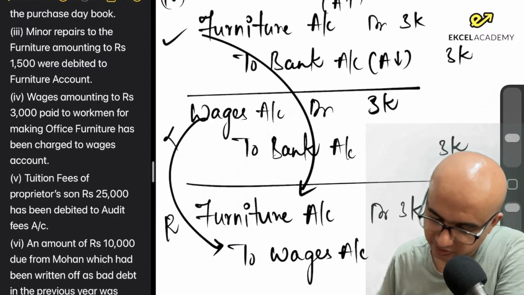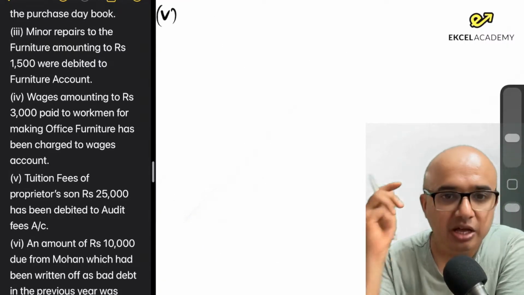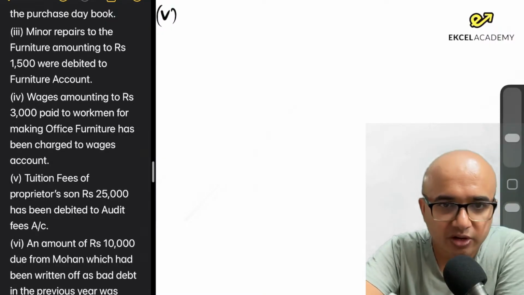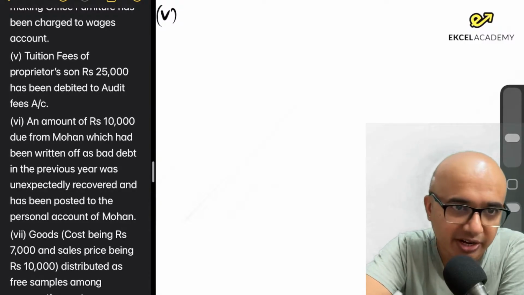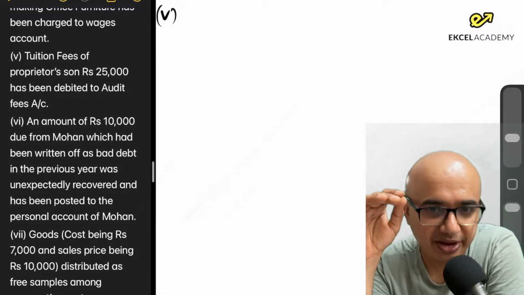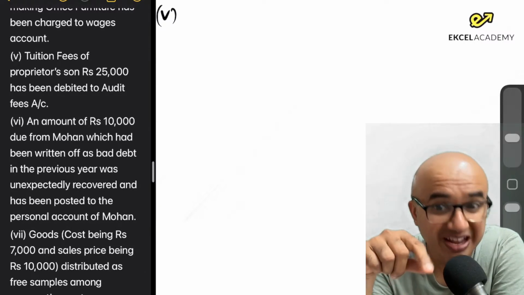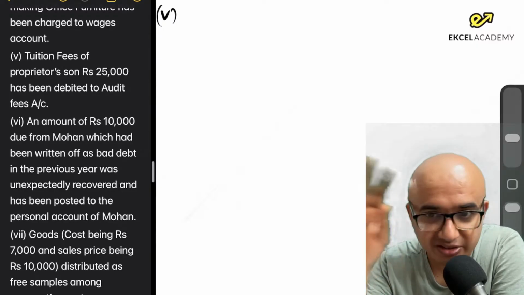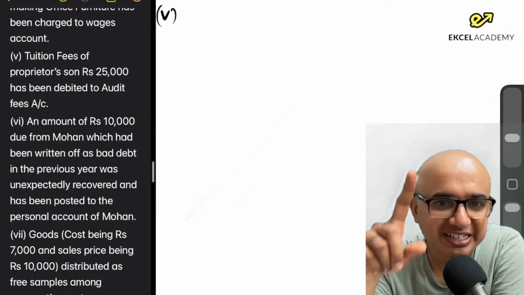Let's do that. Next. That was the fourth transaction. Let's move to the fifth transaction regarding the tuition fees. Now, let's first read the transaction, what exactly has happened, and then we'll try to understand what the error is, and then we'll rectify the same. So in this case, the proprietor has paid his son's tuition fee from the business and treated it as audit fees. It has got nothing to do with the business.